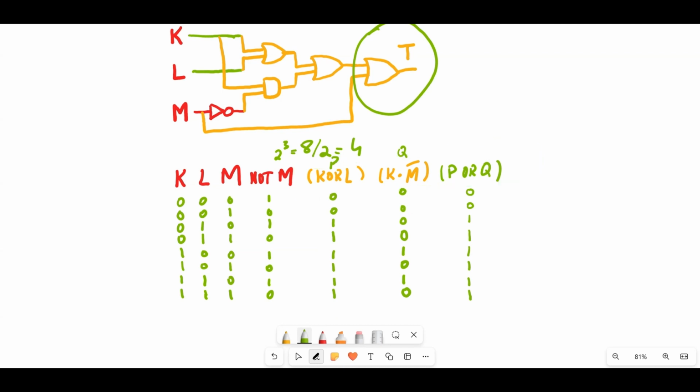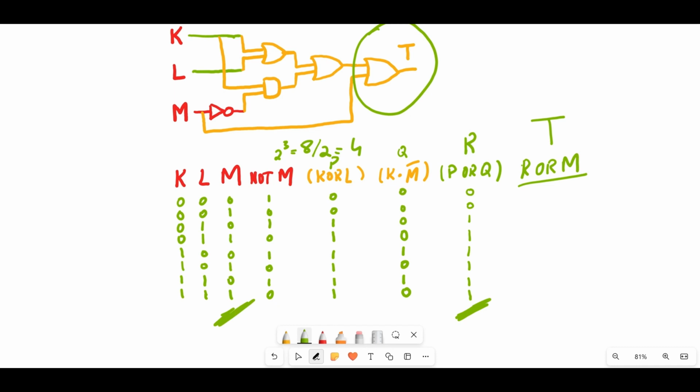This is the single input to that gate. Now it is being ORed with the M. So we can name it PQR. This is R, and the last column will be R or M, which will be the T column. So this is R and this is M.